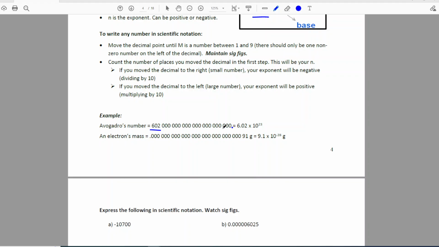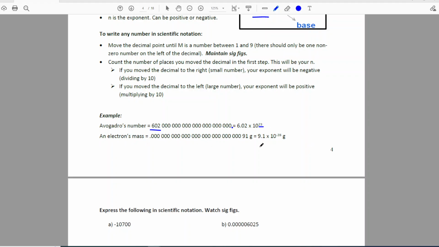So what we're going to do is move this decimal place all the way to in front of the 6 because we only want one number to the left of the decimal place. And then we are going to count how many places we moved it. We have 3 sig figs, so we have that 602. But we're going to move the decimal place: 3, 6, 9, 12, 15, 18, 21, 22, 23 places. So we put times 10 to the 23.